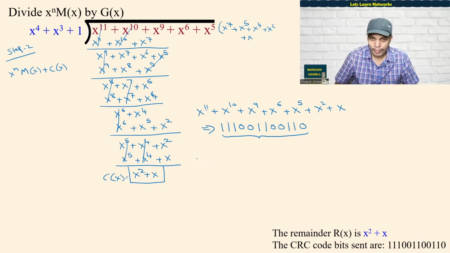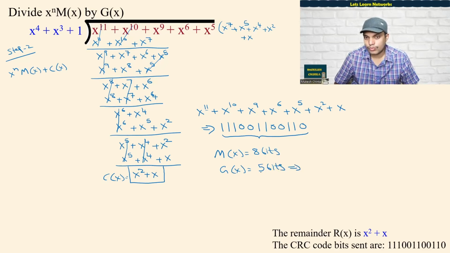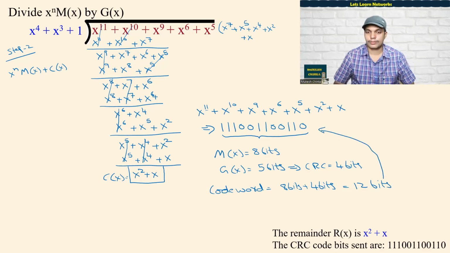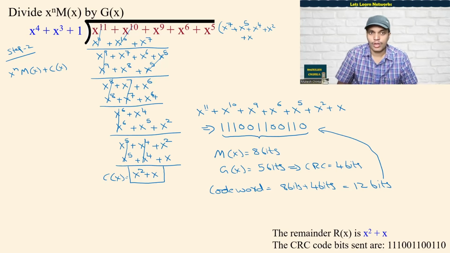Now, if you calculate your normal binary division also, you'll get the same answer. Your m of x consists of how many bits? 8 bits. Your g of x consists of 5 bits, which leads to, if g of x is 5 bits, you will get a CRC of 4 bits. So ultimately, your code word will consist of 8 bits plus 4 bits, which is nothing but 12 bits. This is the same as this one. This is how you perform polynomial arithmetic in a polynomial format also. You can do the same thing. You can convert this into binary and do the same calculations again and again, but you'll get the same answer. If you want, you can verify it with your own calculations.